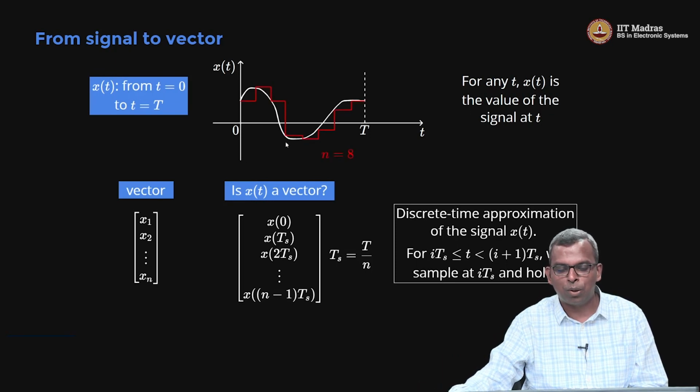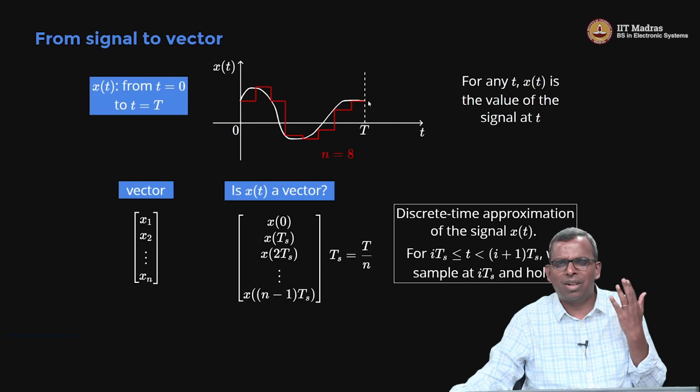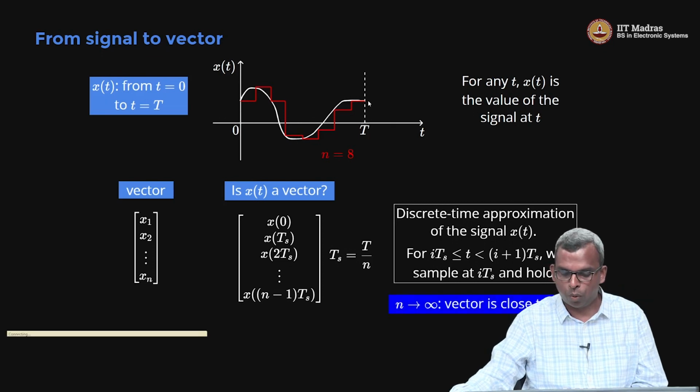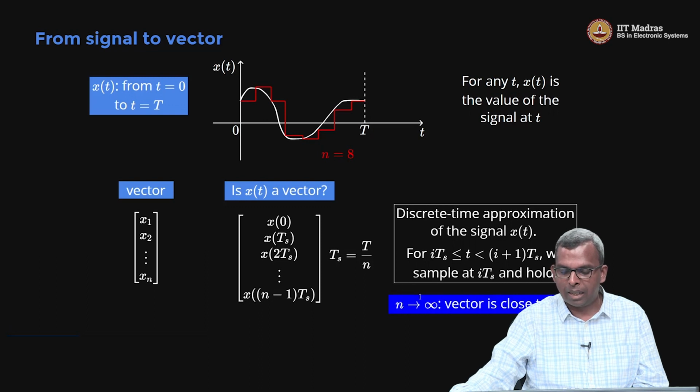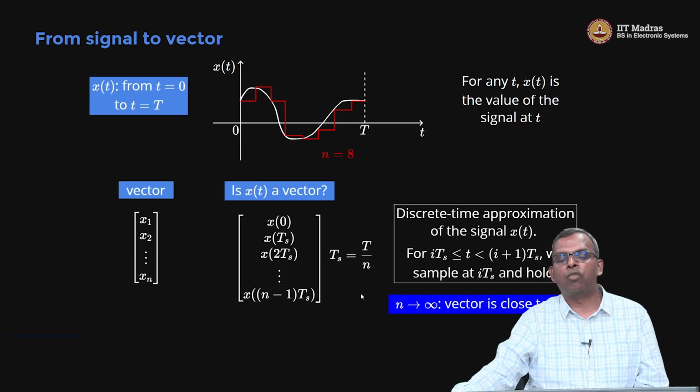If you were to sample and hold, you will actually have this signal, this red signal, and not the white x of t. But as n becomes larger and larger, you can imagine if the x of t is reasonable, you will get something closer and closer to this white, and we are okay with that, right? So that approximation we are okay with. So basically, when n becomes infinite, very large, this vector can be expected to be close to x of t.